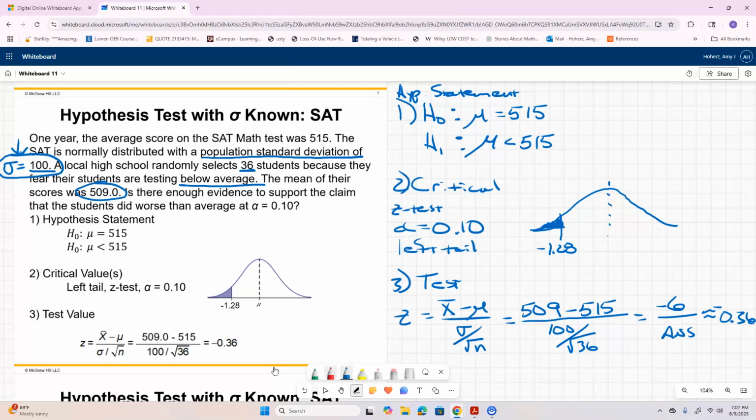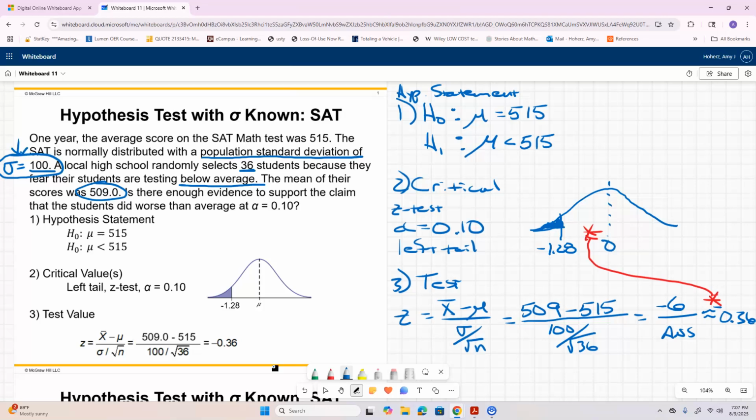Okay, and what do we do with that? Well, that value is only about right here in comparison to our 1.28. It's not anywhere near low enough to be below that. We're only going to reject if we get below. So if we had, like, say, negative 2.5 or negative 1.7, then we would reject because we'd be below negative 1.28. Don't forget, this is 0.